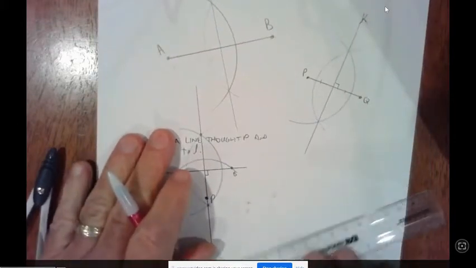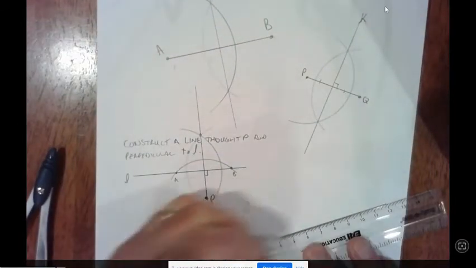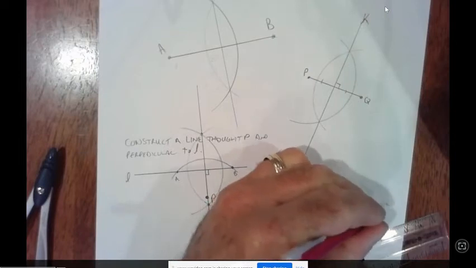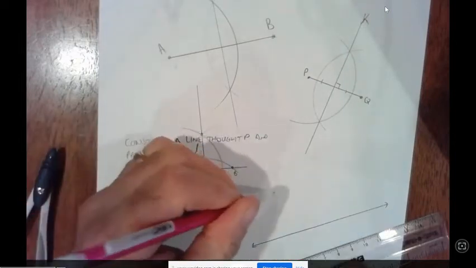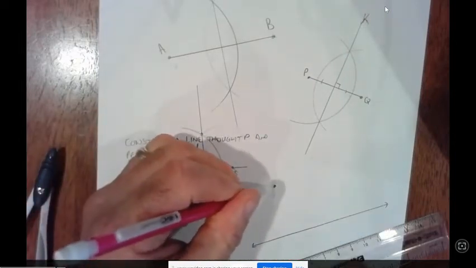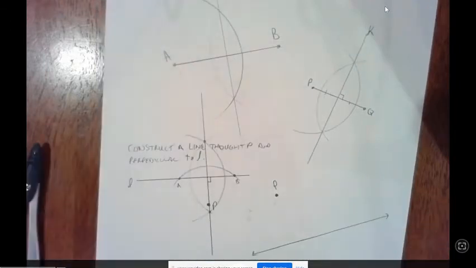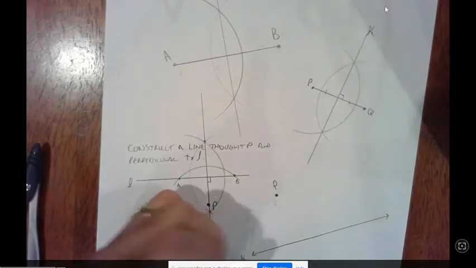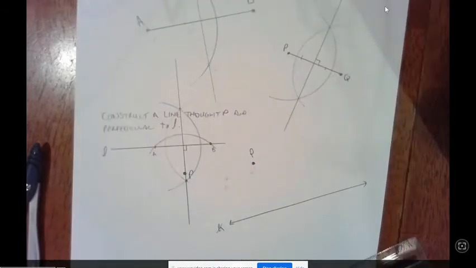Okay, so this time draw another line, and we'll put point P here. Go ahead and see if you can construct a line that goes through P and is perpendicular to line K.